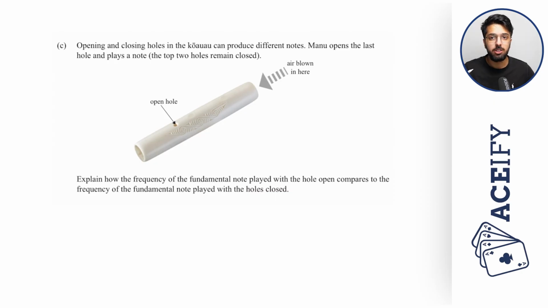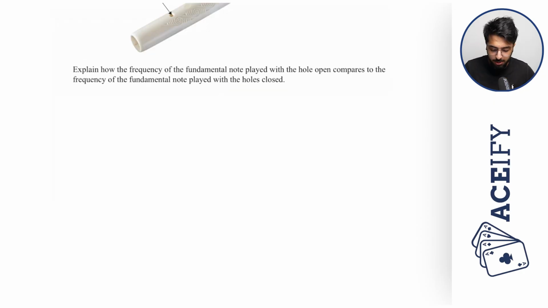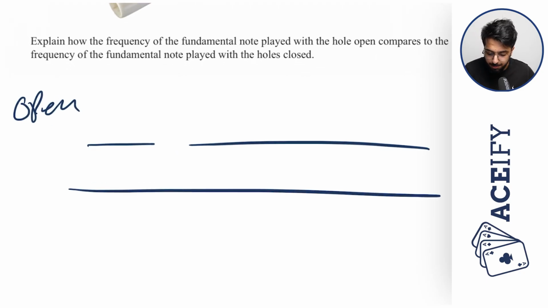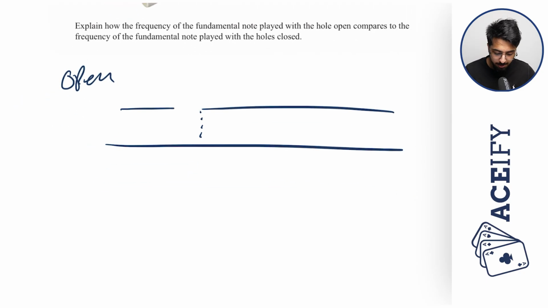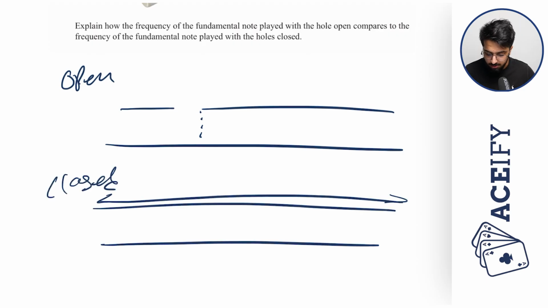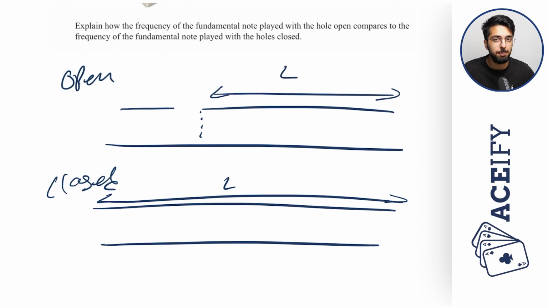Alright, so when we're opening the hole, we're reducing the effective length of the pipe. So effectively, we're making the pipe shorter. If we have an open hole right here, so we have our pipe, and this is our open hole, we can effectively say that the pipe ends here. However, if we have a closed hole, we can say that this is the length. So you can see how this is the length compared to this length. So effectively, when we have an open hole, the length of our pipe has decreased.